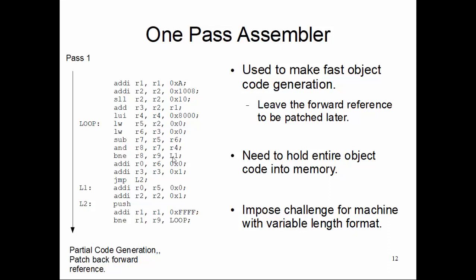So the point is that in general, your assembler is two pass, where the first pass generates the symbol table, and the second pass generates the object code and writes it directly into the disk. There is the possibility of a one pass assembler as well, which has pros and cons. It is definitely faster, because we are talking about just one pass through the code, and we can generate the object code in one pass, but it needs more memory and there can be more challenges if we have a variable length format.